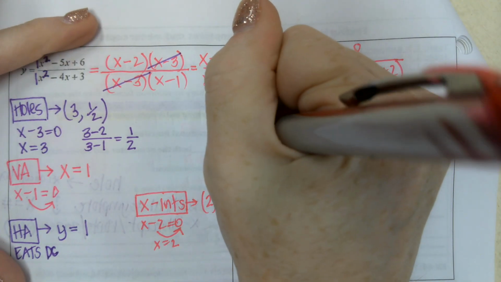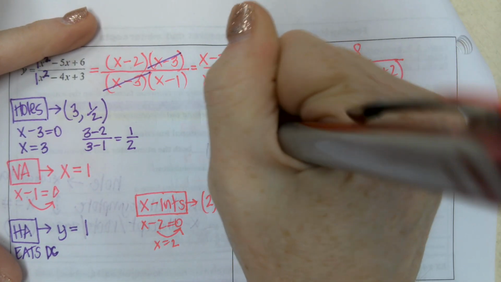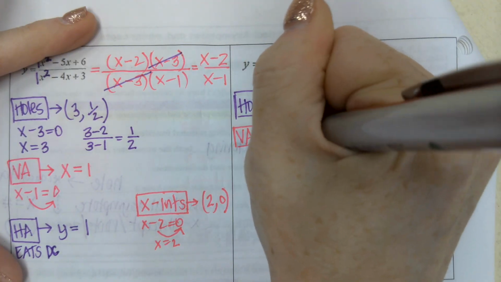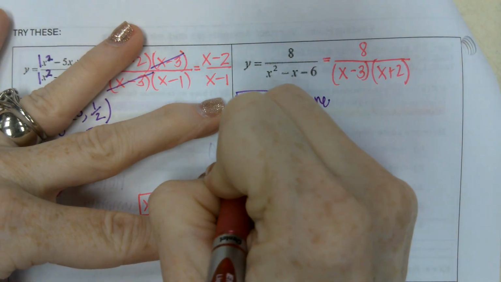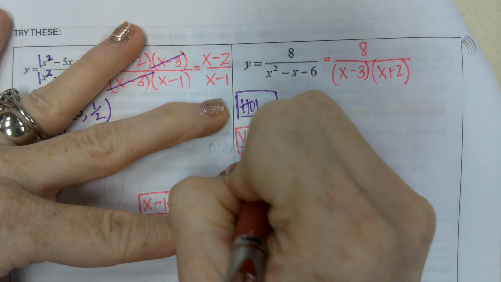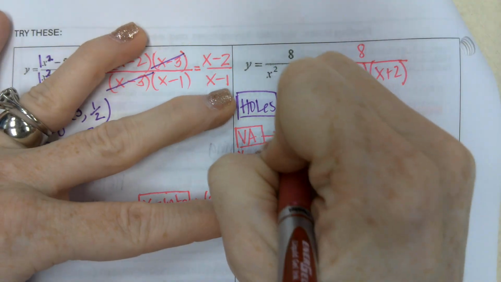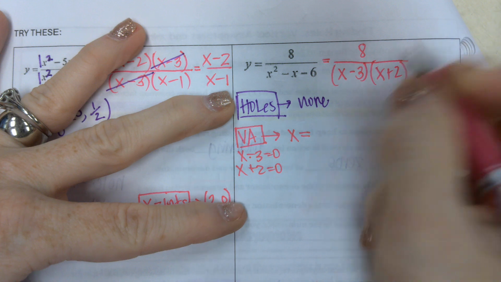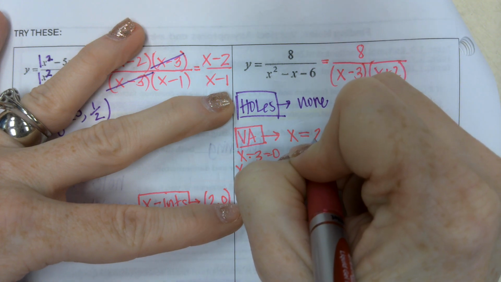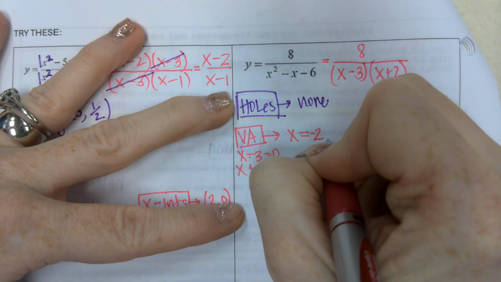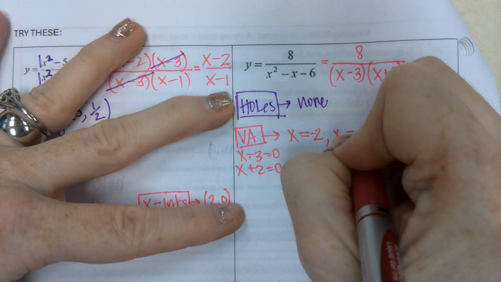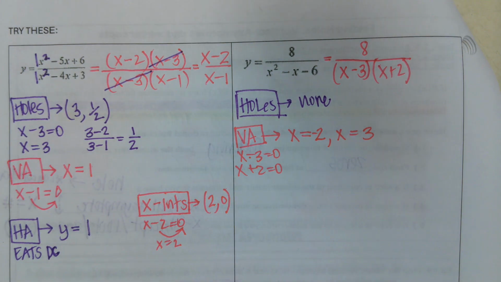For vertical asymptotes, how many do I have? 2. That comes from setting the x minus 3 equal to 0 and the x plus 2 equal to 0. So I have 2 of them. I have x equals negative 2 and x equals 3. Notice I listed those separately because each of those has its own equation.